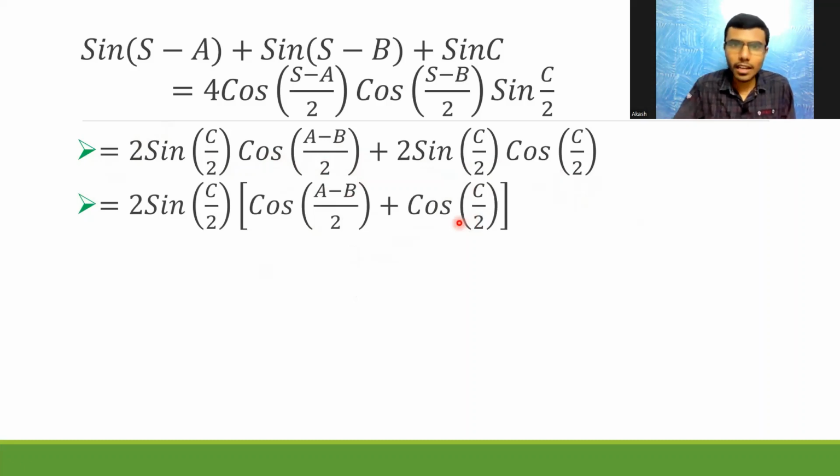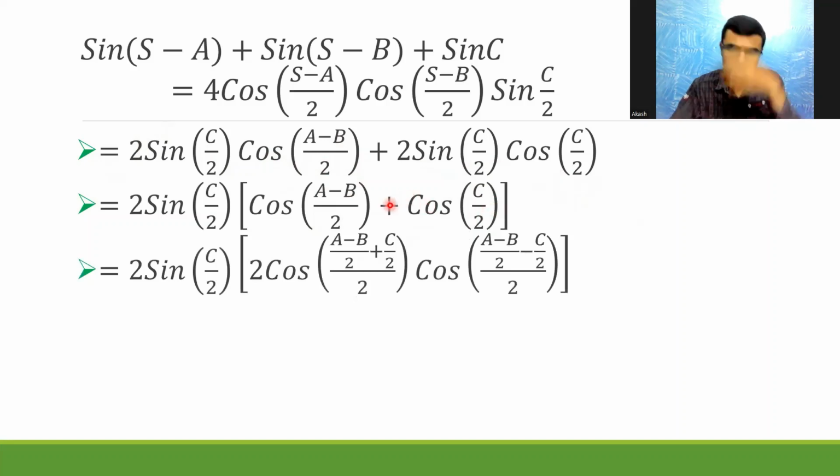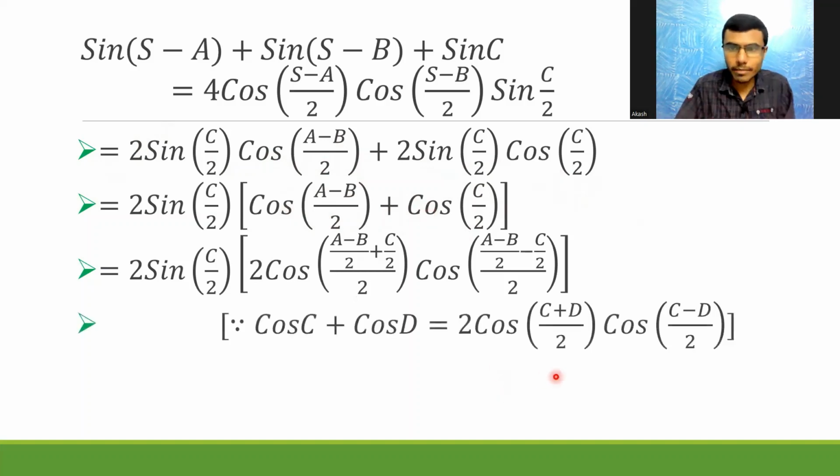Now I want to write this one like this. What is cos c plus cos d? It is 2 cos c plus d by 2 cos c minus d by 2. Here in place of c, I have a minus b by 2, and in place of d, I have c by 2. That's why a minus b by 2 plus c by 2, all by 2. Don't forget this by 2, because they already have by 2s.